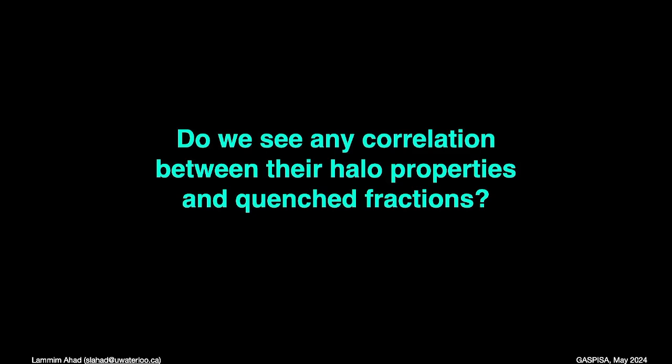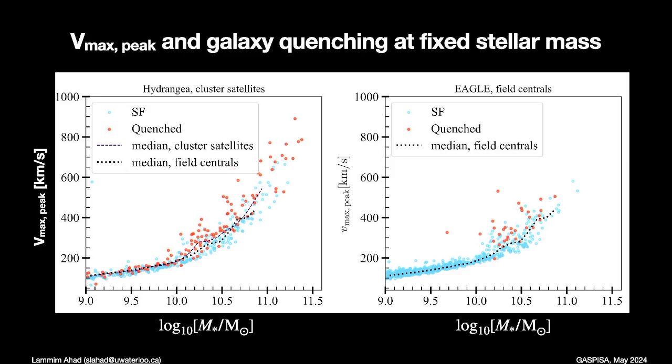So that's great, but do we see any correlation of that with the quench fraction? For this, we look into another analogous plot. This is analogous to the well-known stellar to halo mass relation. So here on the y-axis, we're seeing the Vmax peak, and on the x-axis, we're seeing the stellar mass. The left side is showing us the Hydrangea cluster galaxies, and the right side is showing us EAGLE field galaxies. But because we can also separate it further, in the left plot we're only showing the satellites from EAGLE, Hydrangea, and in the right one we're showing the central galaxies from EAGLE.